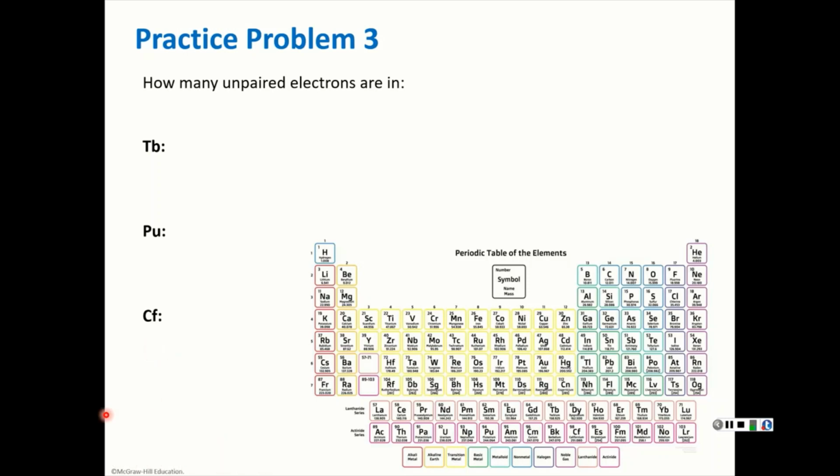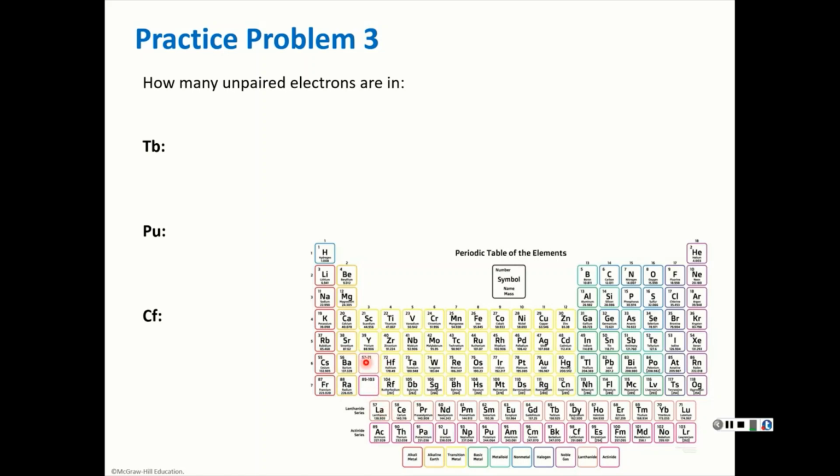Okay, so let's try a practice question using lanthanides and actinides and determining how many unpaired electrons they have. We have 3 elements to look at. The first is a lanthanide, the other 2 are actinides. I have this periodic table here, and I would caution that you make sure you're using a good periodic table for this purpose.